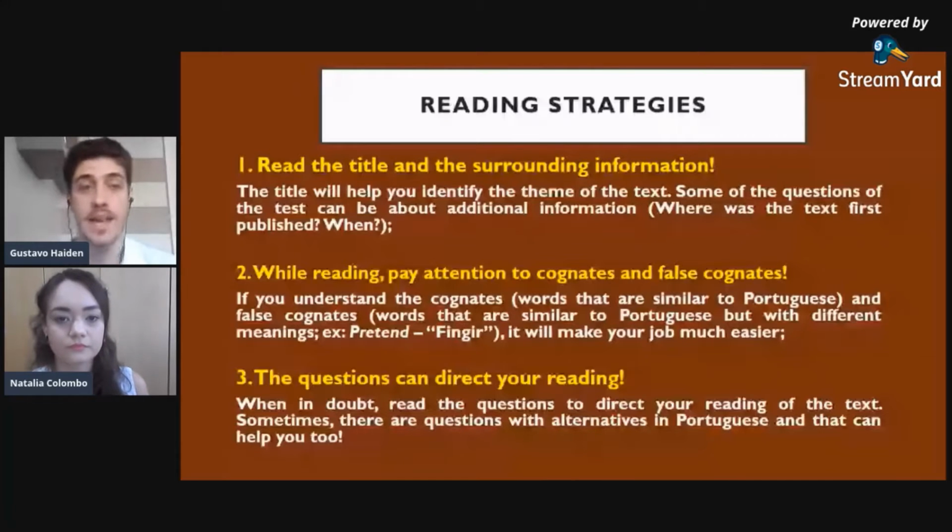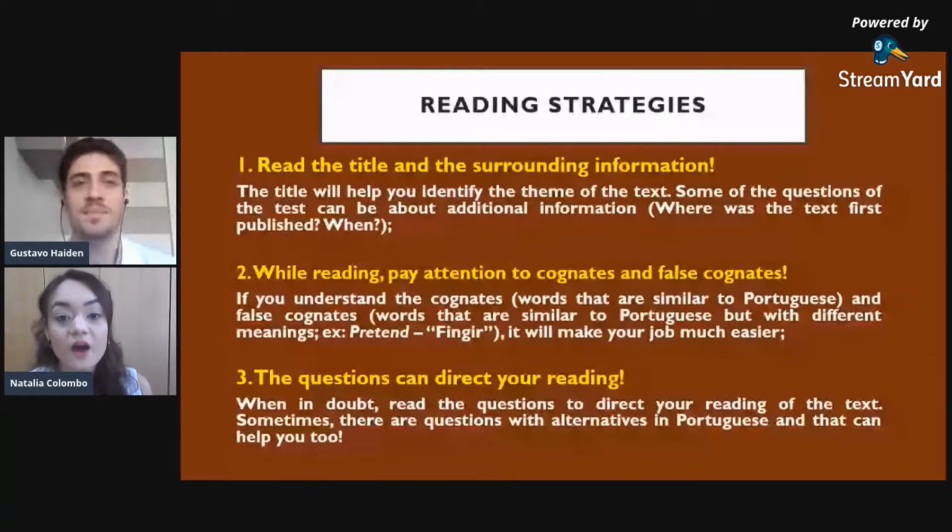The title will help you identify the theme of the text. Some of the questions of the text can be about additional information. Where was the text first published? When? Então, além de fazer a leitura do texto, antes mesmo de fazer a leitura do texto, não deixe de ler as informações que acompanham esse texto. O título, as informações de quem escreveu, quando, onde foi publicado, olhe no site, na URL que vem disponível, né, para também ter certeza de onde veio. Tudo isso, essas informações adicionais, te ajudam a pensar sobre o assunto do texto, sobre aquilo que vai aparecer no texto, e pode te direcionar na sua leitura para você chegar com mais clareza no texto, ok? So the first tip is this.